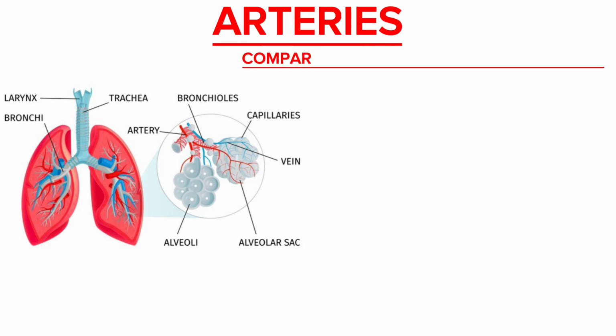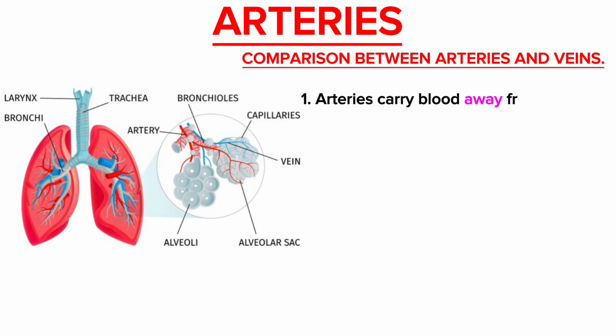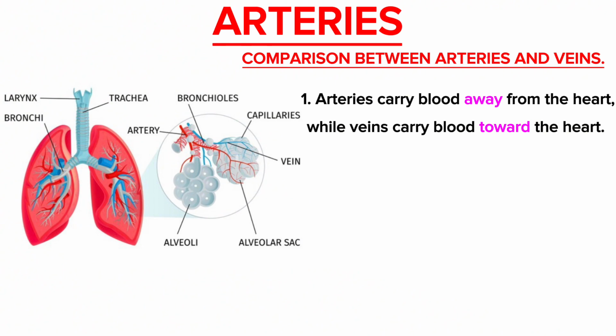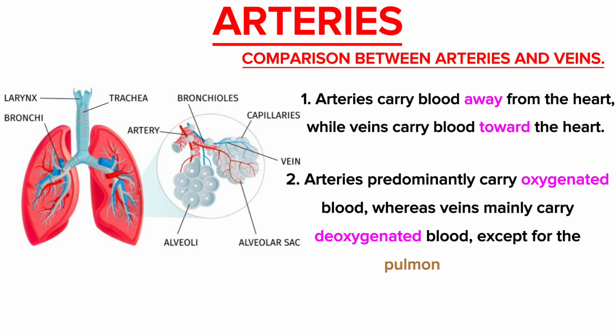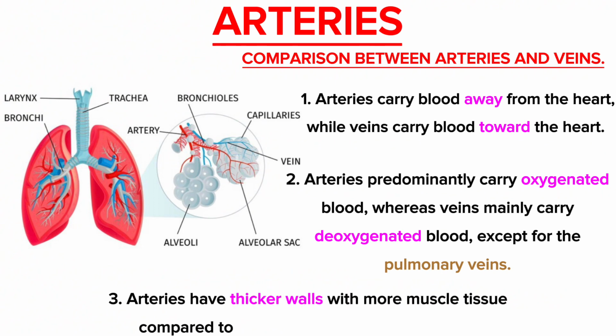Next, we move to comparison between arteries and veins. The first comparison is that arteries carry blood away from the heart, while veins carry blood towards the heart. The second one, arteries predominantly carry oxygenated blood, whereas veins carry deoxygenated blood, except for the pulmonary veins. The third one, arteries have thicker walls with more muscle tissue compared to veins, which have thinner walls.